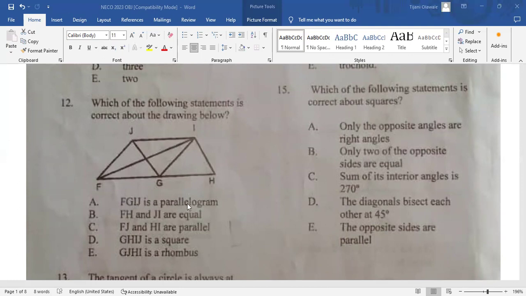FGIJ is a parallelogram. So this is a parallelogram. So this side is parallel to this side, that is, side FG is parallel to side GI. So that is what we have there. If you look at every other option, you'll be able to know if the answer that I choose is right or not. But for me, looking at what we have here, the correct answer to this question is option A. FGIJ is a parallelogram.